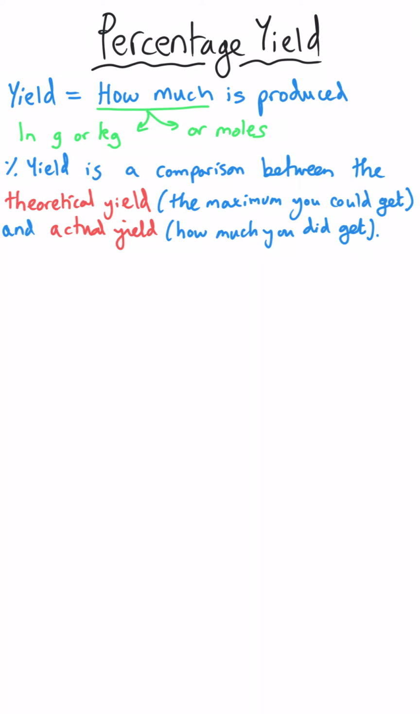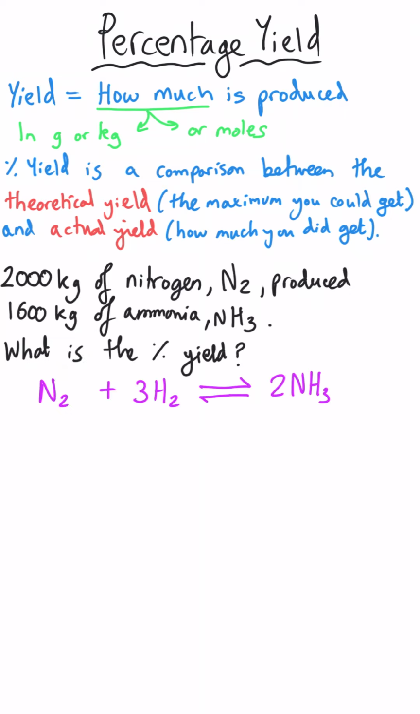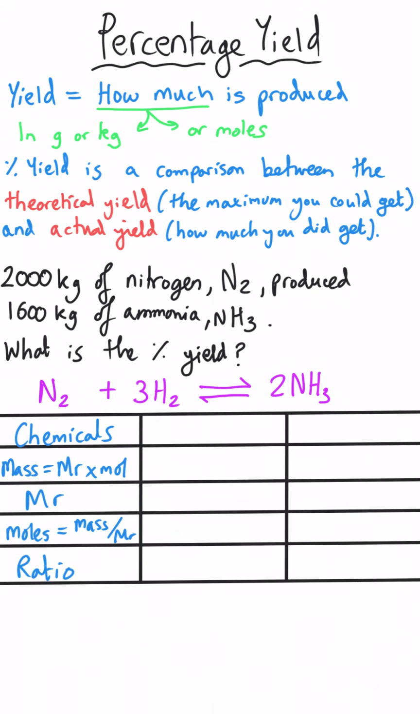Now, if we take a look at an example here, let's look at the Haber process. Nitrogen plus hydrogen turns into ammonia. The question could be, if we have 2,000 kilograms of nitrogen and we produce 1,600 kilograms of ammonia, what is the percentage yield? Now, stage one for this is a reacting mass calculation, which I've gone through in my Quantitative Chemistry 1 video, but a quick review.